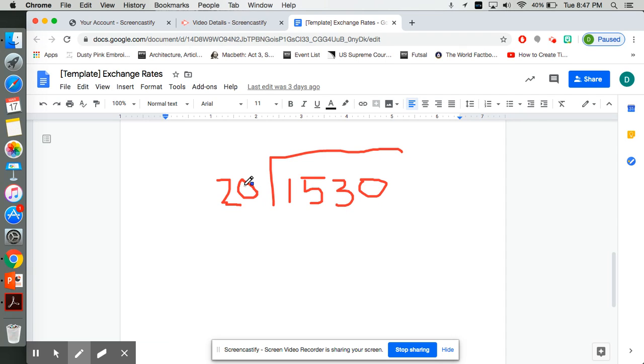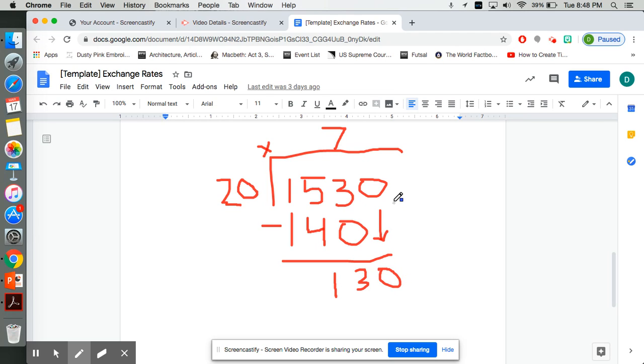153 divided by 20. Well, I know that 20 times 5 would be 100, and 20 times 7 would be 140, which gets me pretty close to 153. So I'm going to do 7 there, and 7 times 20 is 140. I multiplied 7 times 20. Now I'm going to subtract them. 3 minus 0 is 3. 5 minus 4 is 1. And I will bring down the 0.